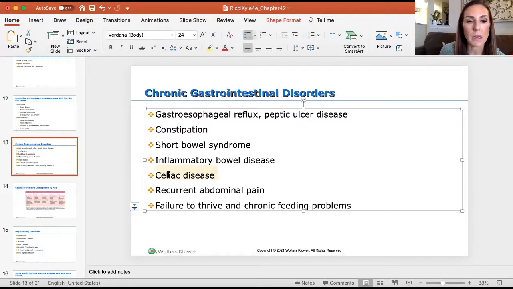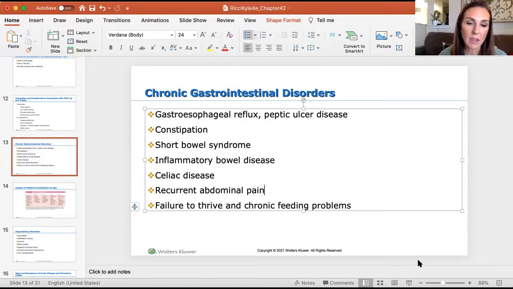Celiac disease, make sure that you know that. I don't think it'll be covered in depth, but you can review it in the book itself. I can go into another 20 minutes of celiac disease, but for the sake of time, just review celiac disease within the book.